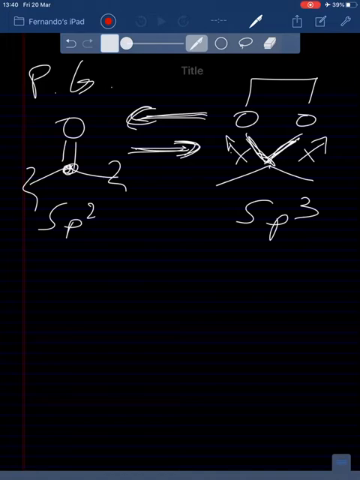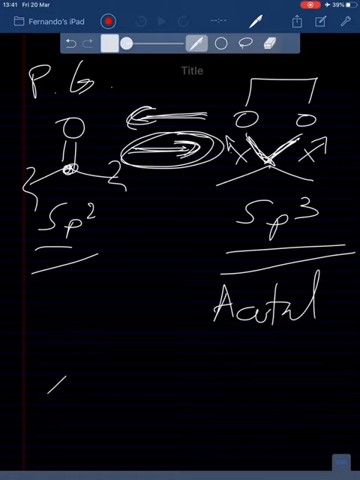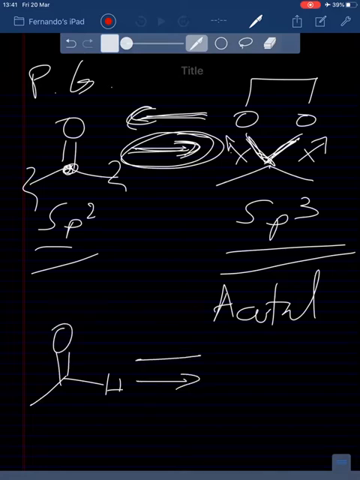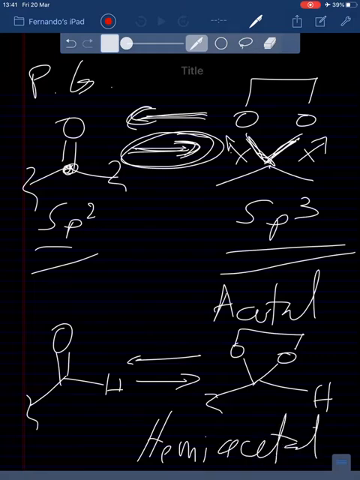So let's go ahead and first look at how we're going to move from the sp2 to the sp3, from the ketone to the acetal. That's the name of this functional group. This is the acetal, right? And for example, if I have an aldehyde and I also want to do some interconversions with it, it's going to be something like this, very similar, right? But with a hydrogen, and this is called the hemiacetal. Very good. Acetal, only L.